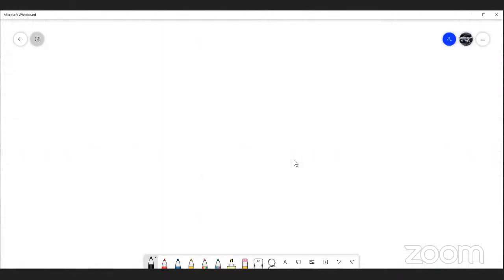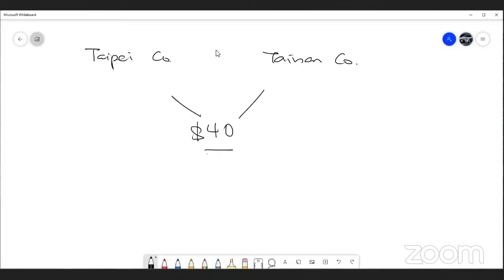So question number 2, very interesting. You look at question number 2, they tell you Taipei Co and Tainan Co. So there are 2 companies here, both with an IPO of $40. But there are criteria here. One of them is undervalued by $9.